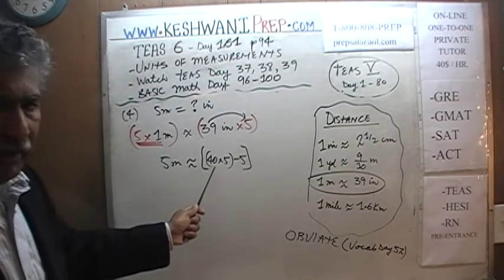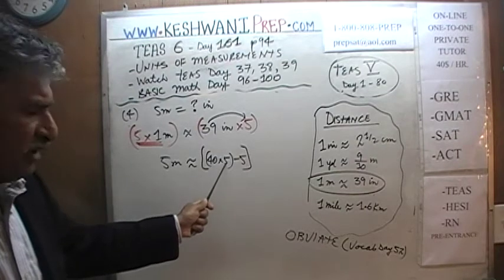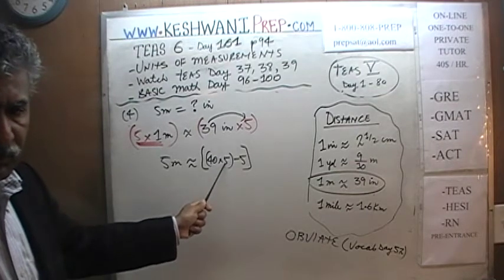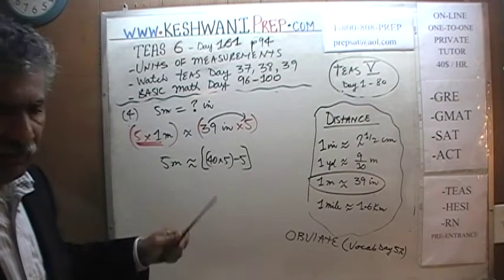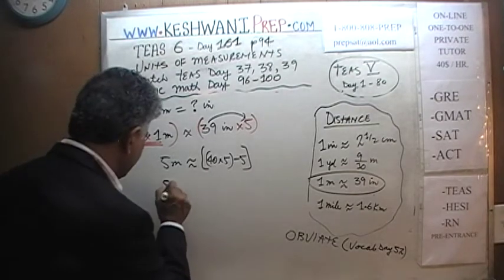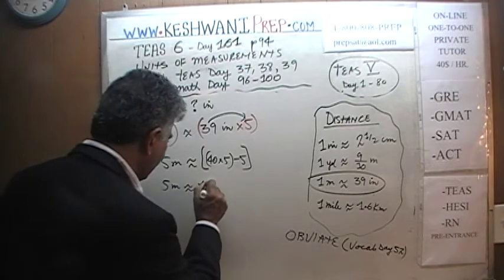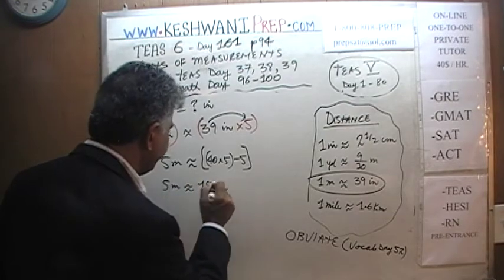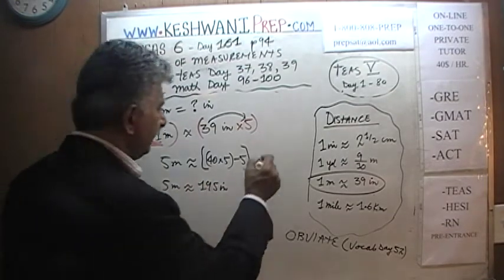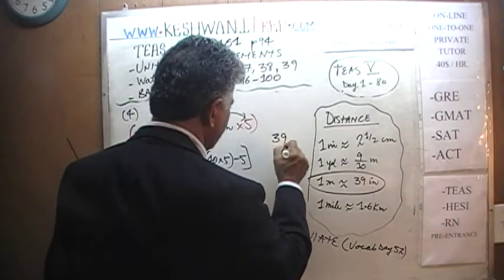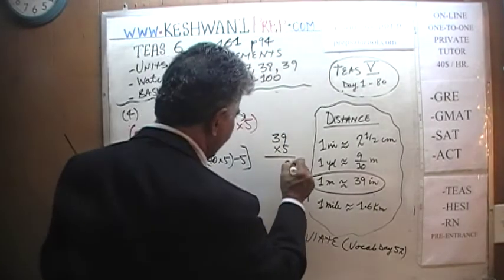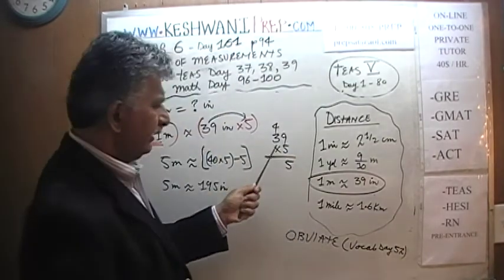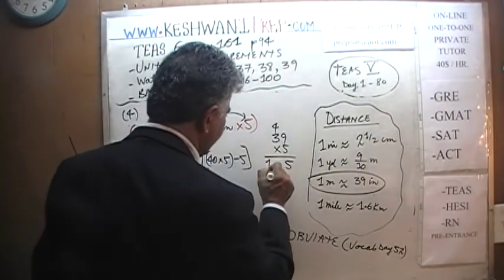How do I know that? Because 40 times 10 is 400. If 40 times 10 is 400, then 40 times 5 must be 200. So it's 200 minus 5, 195. 5 meters is approximately 195 inches. And if you don't like what I just did here, then just do it out. It only takes a minute. 39 times 5. 9 fives are 45. 5, carry 4. 3 fives are 15 plus 4. 15 plus 4 is 19.